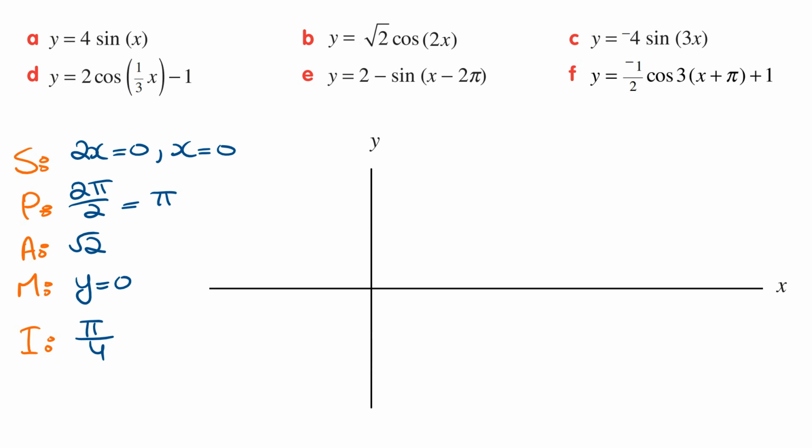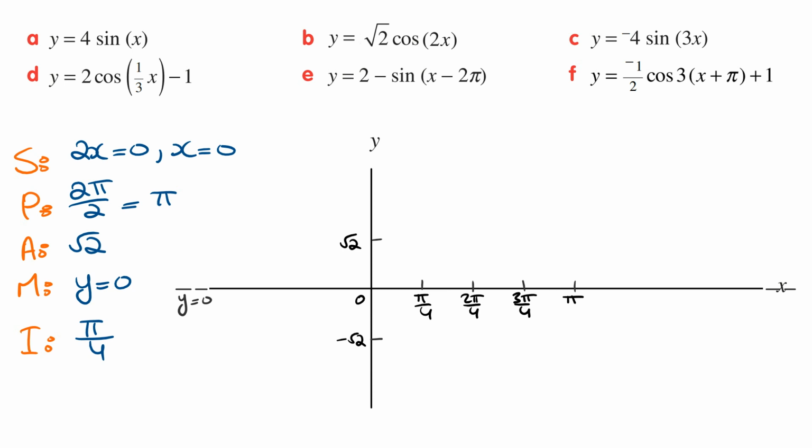Starting with drawing the midline, this is going to be the line y is equal to 0. The amplitude is root 2. And so the maximum is going to be root 2 and the minimum value is going to be minus root 2. The starting point is 0. And now drawing our 4 intervals, the interval length are going to be pi on 4. And so starting from 0, this is going to be pi on 4, and then this is going to be 2 pi on 4, which is the same as pi on 2. This is going to be 3 pi on 4, and then this is going to be 4 pi on 4, which is the same as pi.